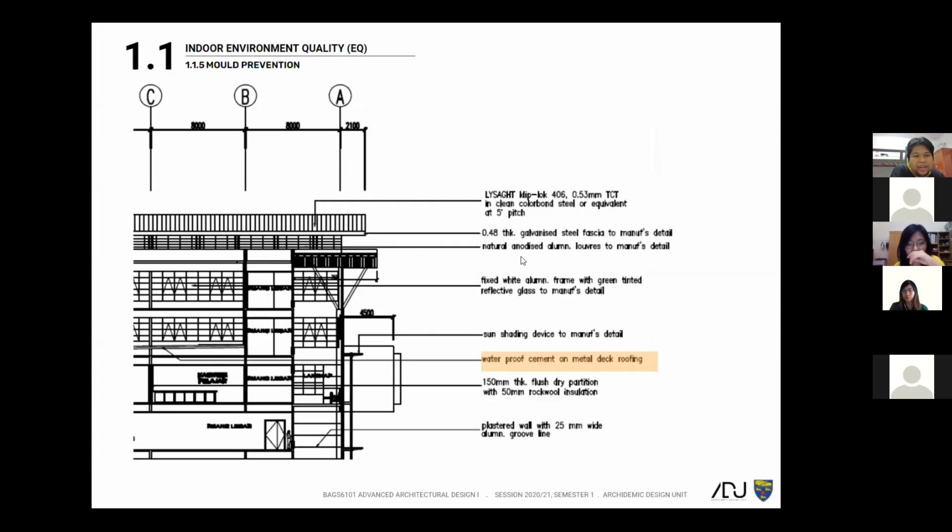Basically, it is totally waterproof. The level 8 ceiling, the level 8 roof is waterproof because there's a garden above. But there are some leakages here and there, but minor.